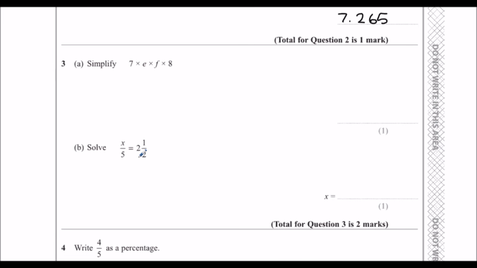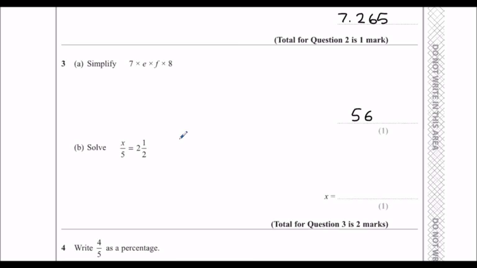Question 3, or 3a. Simplify 7 times E times F times 8. In algebra, we don't write any times signs. So what we're going to do here is get rid of the times signs, and we can simplify 7 times 8 by multiplying 7 by 8. So 7 times 8 is 56.